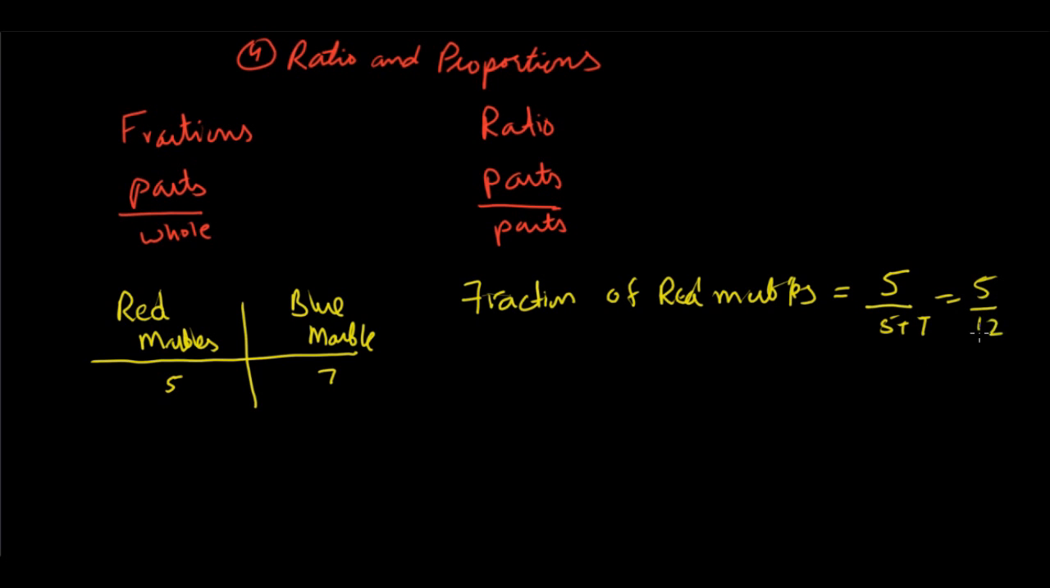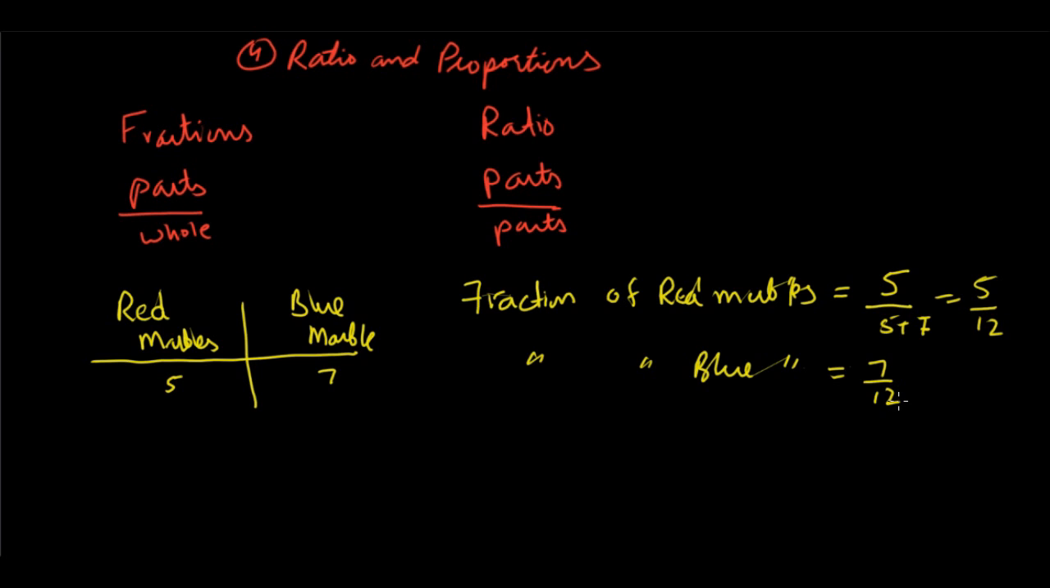Right? So again, we have parts. The part here is red marbles over the whole. The whole is all the marbles. And we get this fraction of red marbles in the jar. Similarly, for the fraction of blue marbles, we would get 7/12.